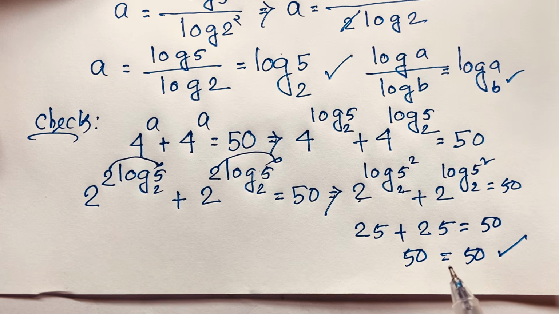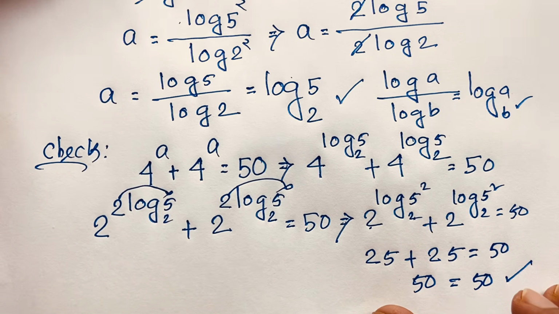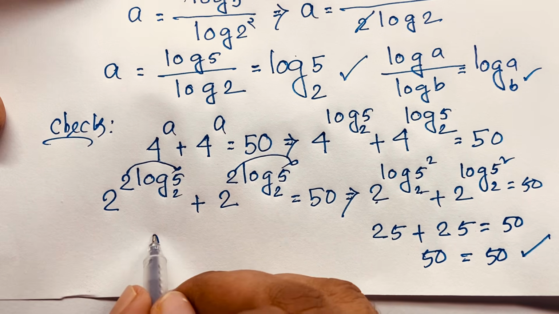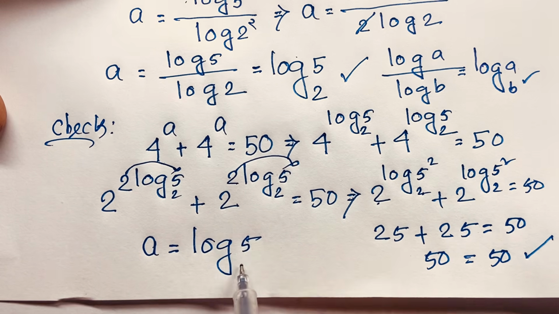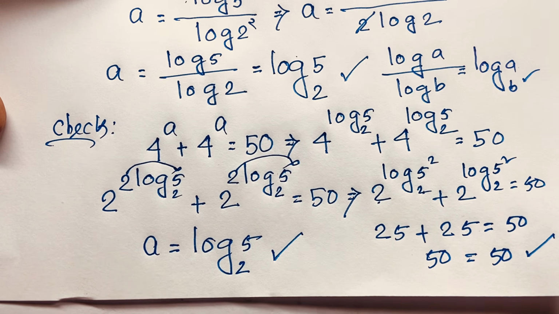So left hand side and right hand side are both equal in this exponential expression. So our final answer, a is equal to log 5 base 2. This is our final answer in this math problem.